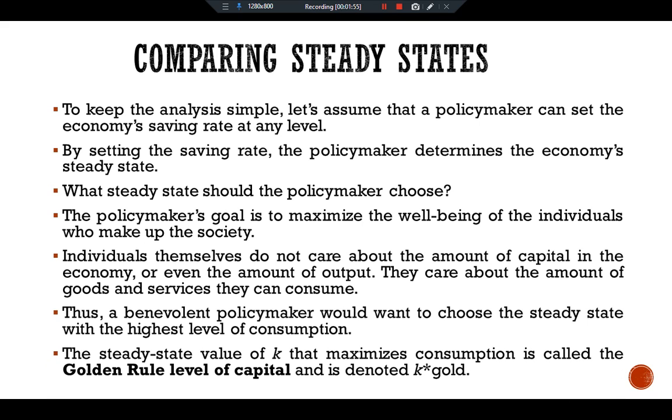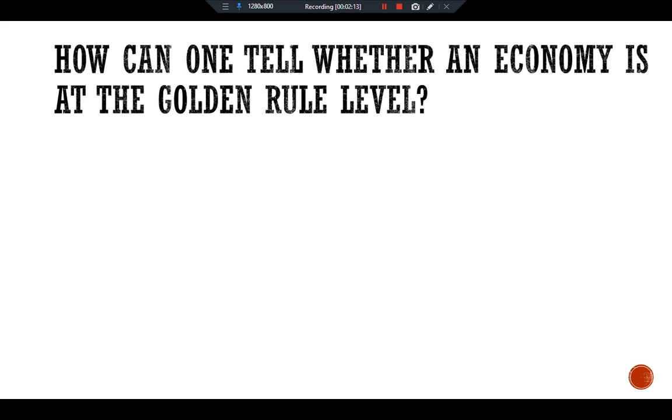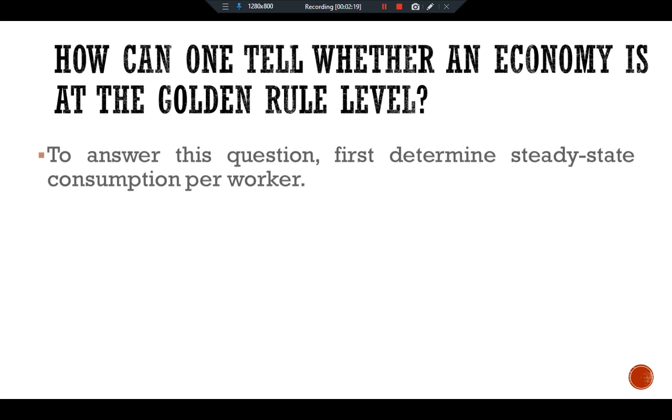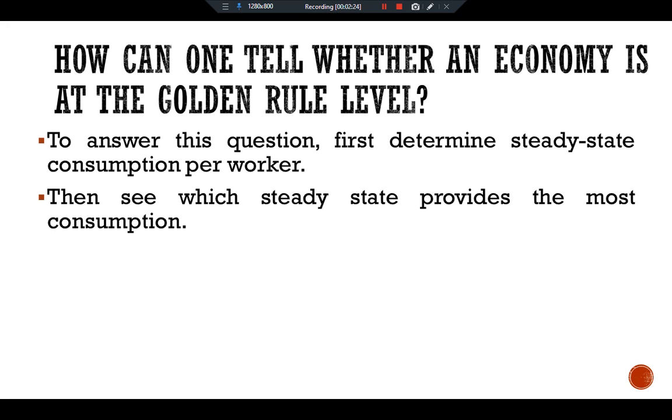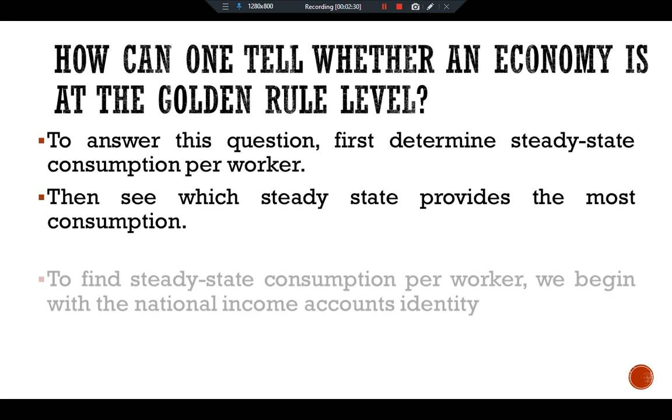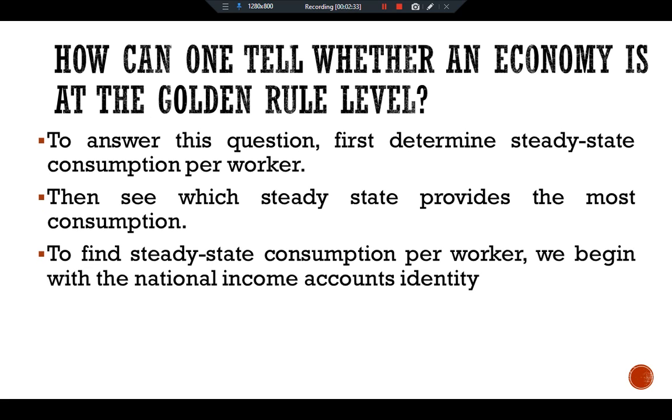The steady state value of k that maximizes consumption is called the golden rule level of capital and is denoted by k*gold. Now, one of the main questions arises here: how can one tell whether an economy is at the golden rule level? To answer this question, first determine steady state consumption per worker, then see which steady state provides the most consumption.